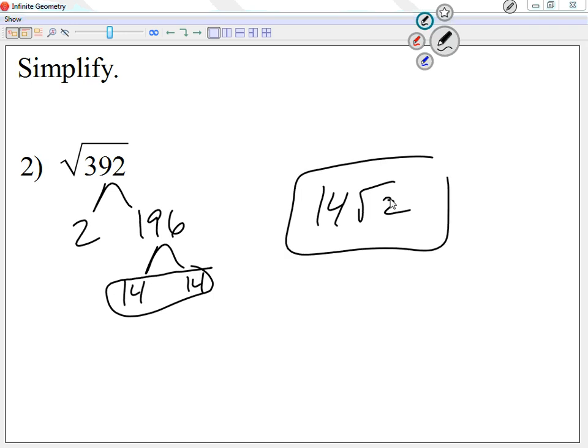So I only have a group of 14, so that's it. If you have more than one group, multiply your groups for the outside. If you have more than one single, multiply them for the inside. So that's all we did on those lessons. So any questions for the first 10?